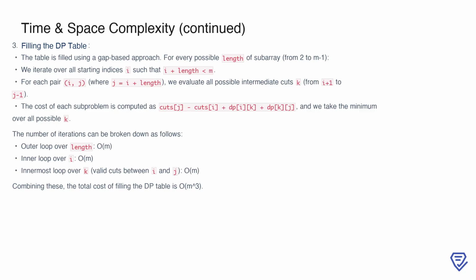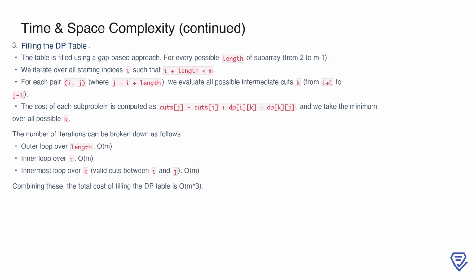The majority of the computation happens when we fill the DP table using a gap-based approach. For every possible length of a subarray, ranging from 2 to m-1, we iterate over all valid starting indices i such that i + length < m. For each pair of indices i, j, where j is computed as i + length, we evaluate all potential intermediate cut positions k between i+1 and j-1. At each step, we calculate the cost of making a cut at position k as cuts[j] - cuts[i] + dp[i][k] + dp[k][j]. Among all possible k, we take the minimum cost and store it in dp[i][j].